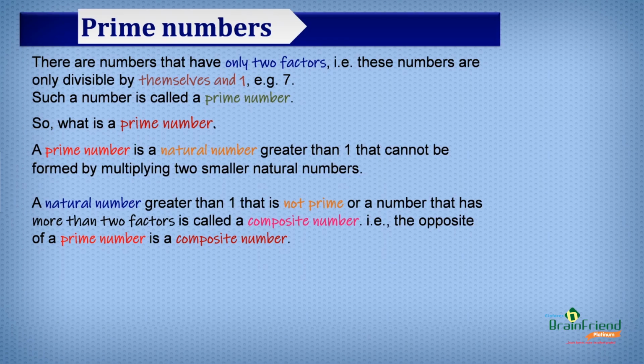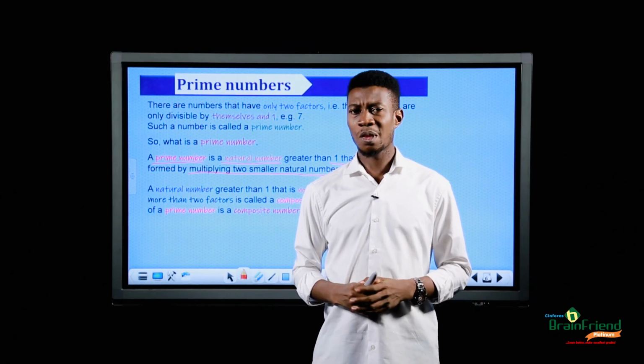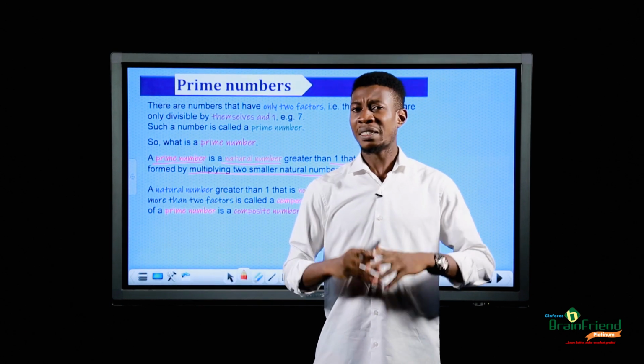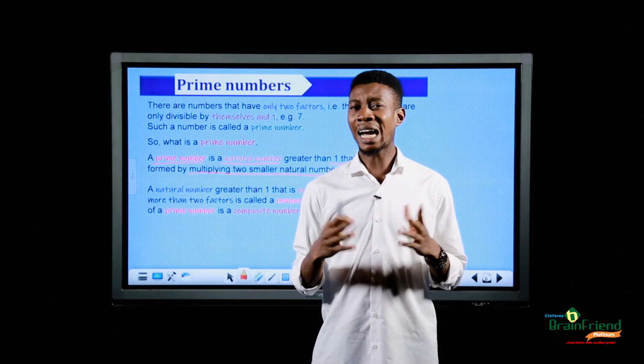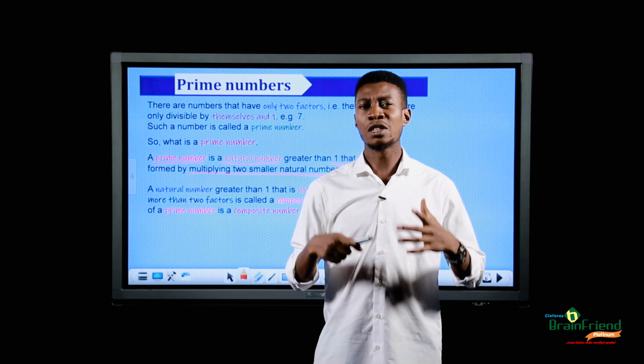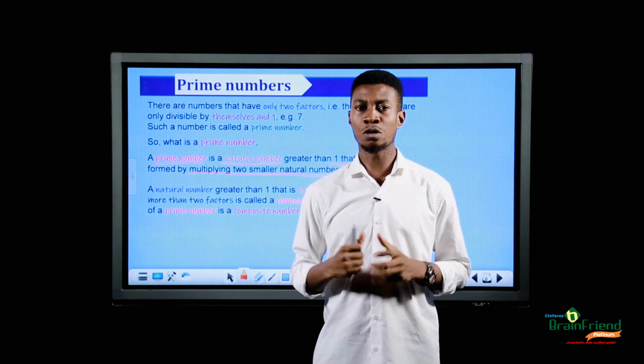So, by definition, a prime number is a natural number greater than 1 that cannot be formed by multiplying two smaller natural numbers. Now you might ask, what are natural numbers? Natural numbers are simply counting numbers like 1, 2, 3, and so on.